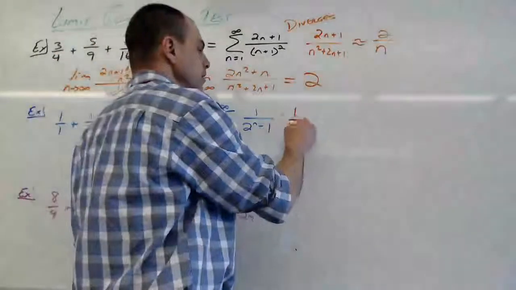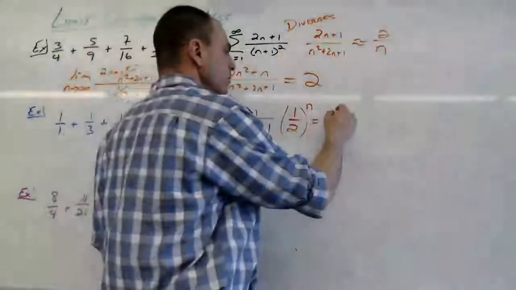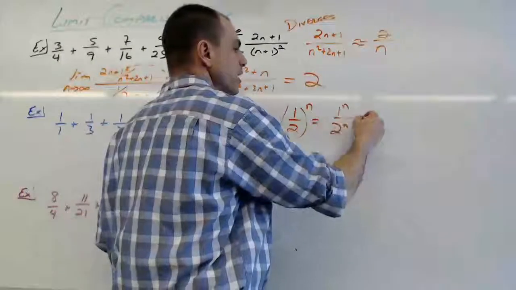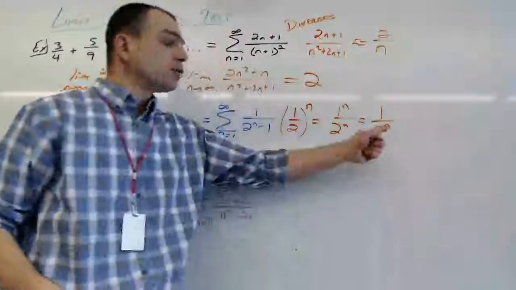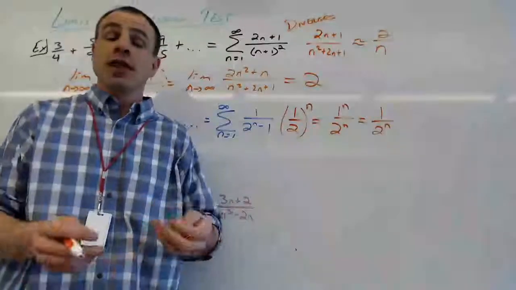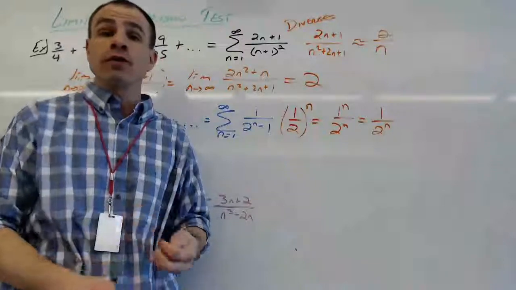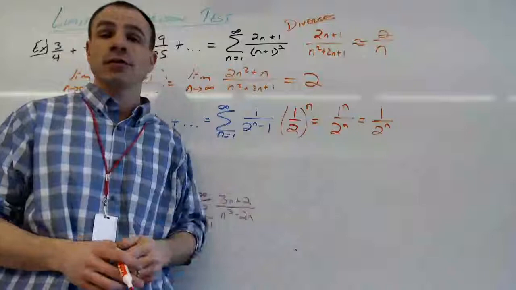Specifically, the geometric series of 1/2 to the nth power, which we know is the same thing as 1 to the nth over 2 to the nth, which, since 1 to any power is 1, is 1 over 2 to the n. So why don't we compare our series with the geometric series that we actually know converges? And we know this converges because the absolute value of r is less than 1.